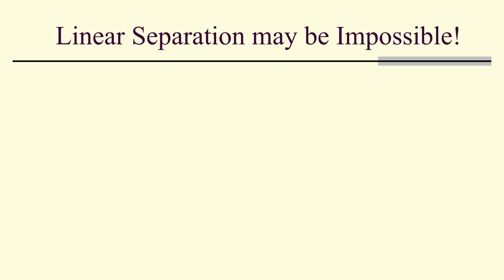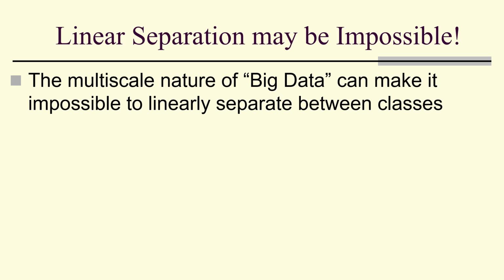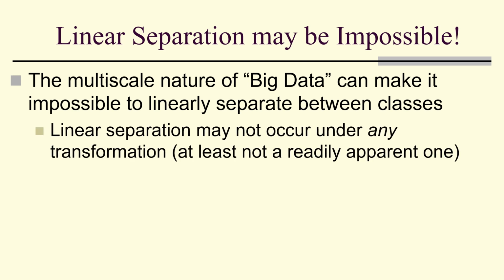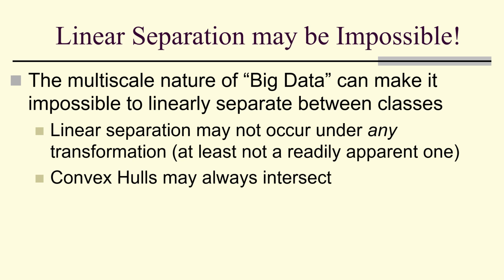Now I need to point out that linear separation may be impossible. The multi-scale nature of big data can make it impossible to linearly separate between classes. So there may be no transformation, or at least not one we'll get in our lifetime, that can separate. Convex hulls may always overlap, intersect.